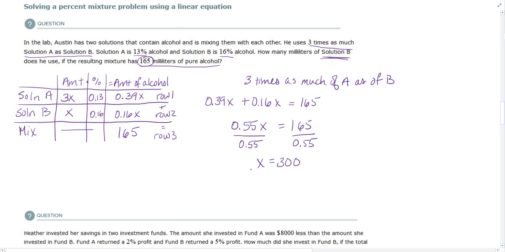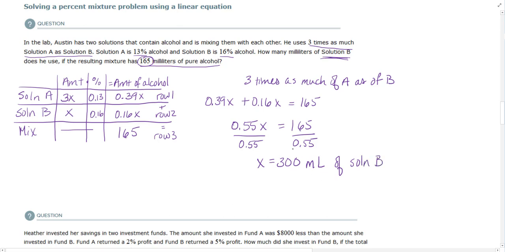And x equals 300. What in the heck was x? X was how much of solution B, and we were asked to find how much of solution B. So there we go. So 300 milliliters of solution B, so that is our final answer.